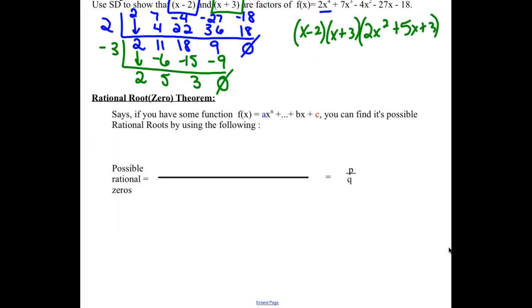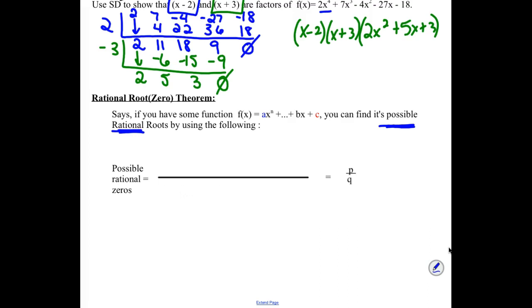All right. So the process we're going to go through uses something called the rational root theorem. It says if we have a polynomial, we can find possible rational roots. And I want you to underline that. Possible rational. We are just making a list of options. It doesn't mean they're all going to work. Okay? But it's a starting point.